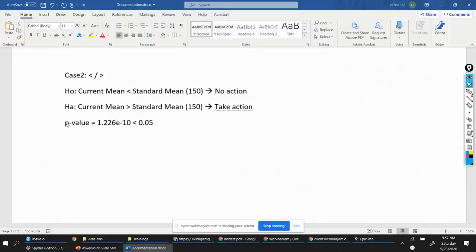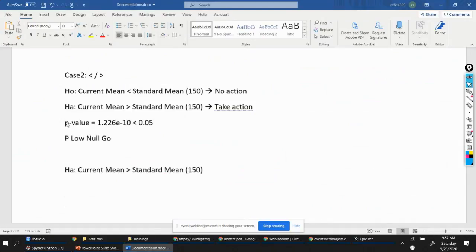So what is the statement? P low, null low, right? So that means you go with the alternative hypothesis, which is current mean is greater than the standard mean. That is H1.